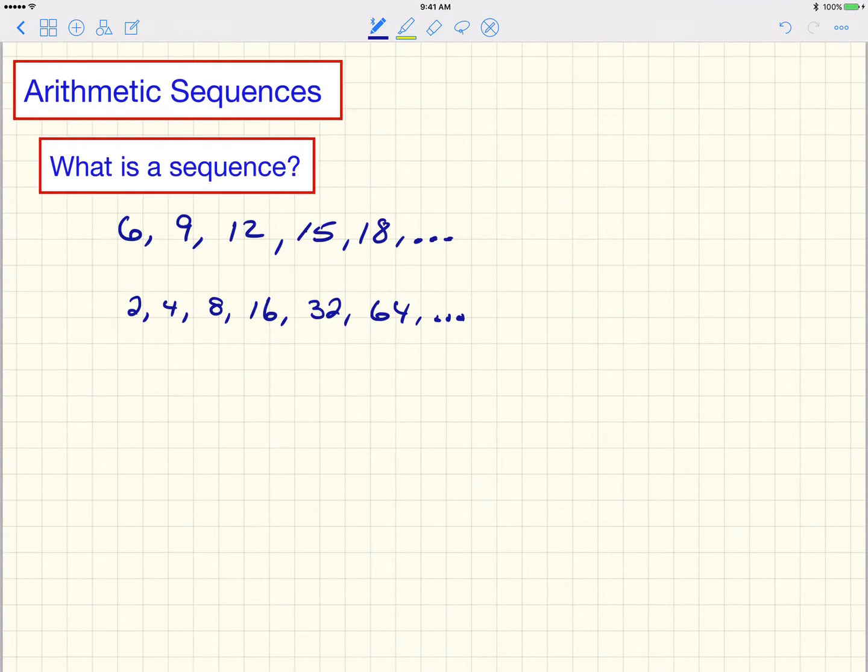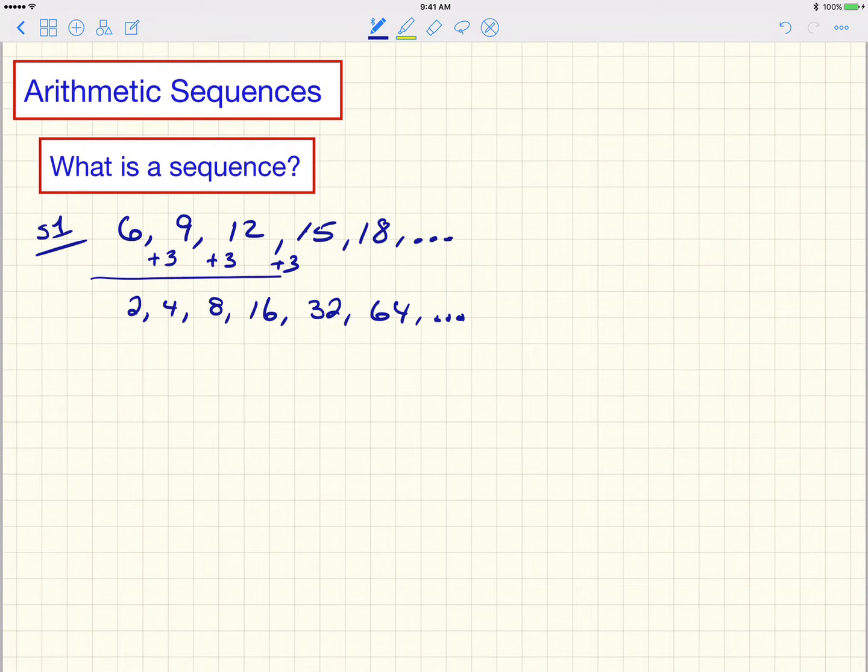In our first sequence, to get from one term to another, the rule is that we are adding 3. Between a 6 and a 9, we're adding 3. Between a 9 and a 12, we're adding 3. Between a 12 and a 15, we're adding 3, etc. So the rule there is that we start at the value 6 and then we add 3 to each subsequent value in our sequence. Let's call this sequence 1, S1.